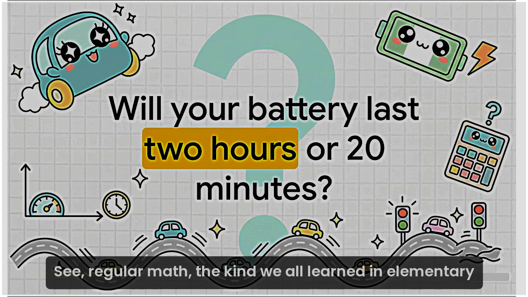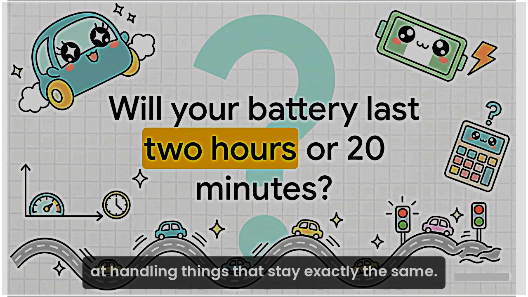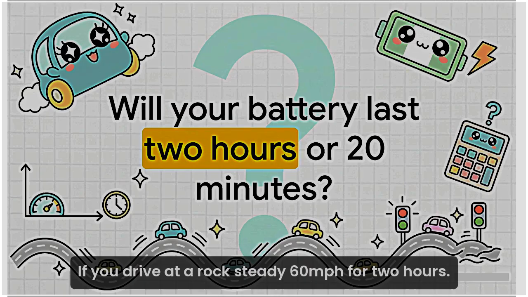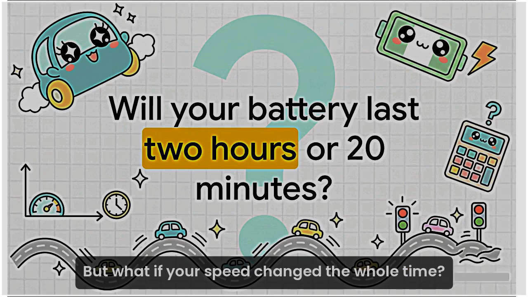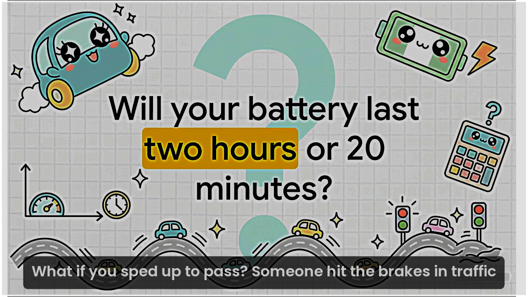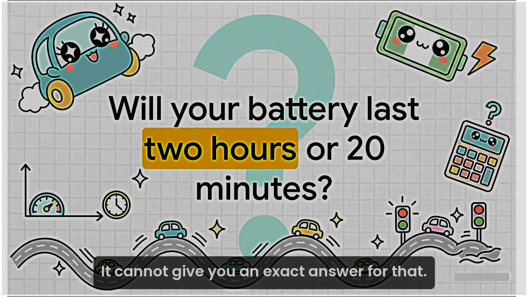See, regular math, the kind we all learned in elementary and high school, is absolutely fantastic at handling things that stay exactly the same. If you drive at a rock-steady 60 miles per hour for 2 hours, boom, basic multiplication tells you the distance is 120 miles. But what if your speed changed the whole time? What if you sped up to pass someone, hit the brakes in traffic, and stopped at a bunch of red lights? Well, basic math kind of completely falls apart there. It cannot give you an exact answer for that.